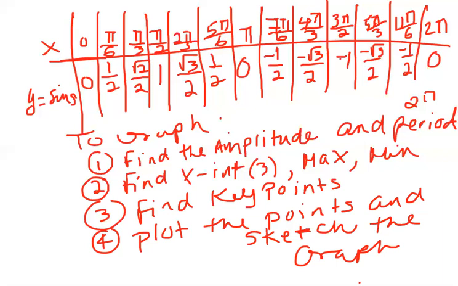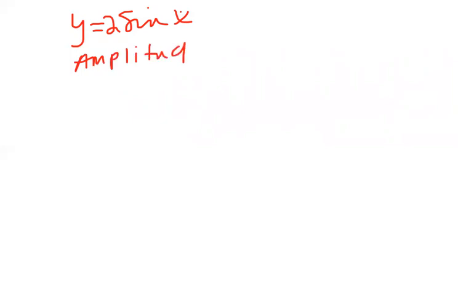So guys, here we are. Let's go ahead and look at a specific example, because sometimes it's with the examples that you really truly learn what's going on with these functions. y equals 2 sine x. All right, guys. So first, the amplitude: the coefficient of sine x is 2. So the amplitude for this one is 2.